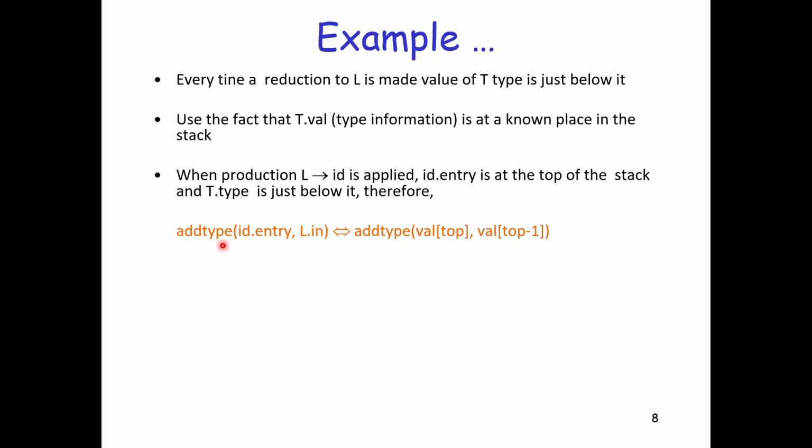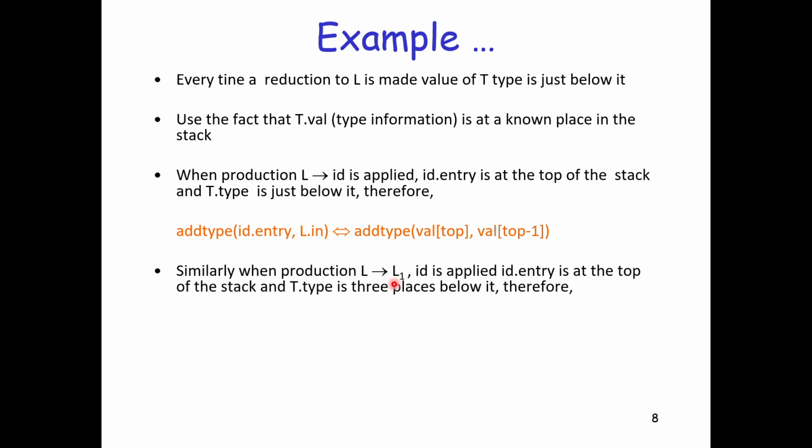So here, the semantic action corresponding to this production is addtype(id.entry, L.in). That can be replaced with the code fragment addtype(val[top], val[top-1]). Now the id is at the stack top, and immediately below the stack top there will be that type. L.in is actually the type value. It is inheriting the value of T.